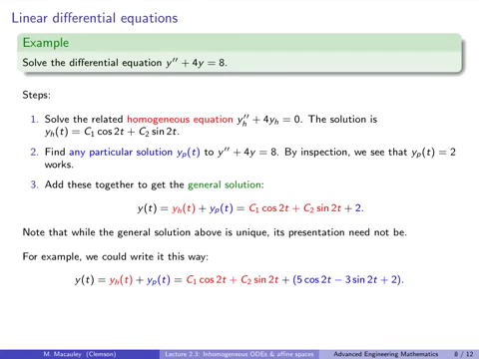We could, instead of using 2 as our particular solution, take something else in here. Let's take C1 to be equal to 5 and C2 to be equal to -3. And now we have a new presentation of our general solution.